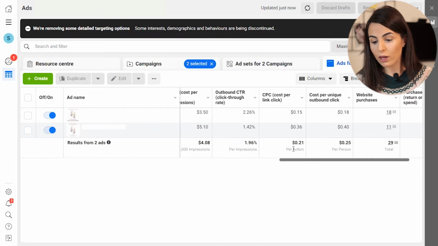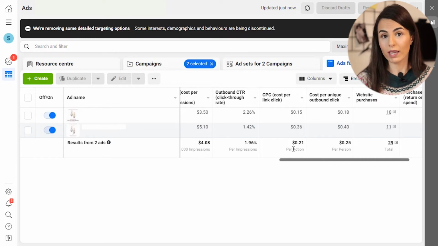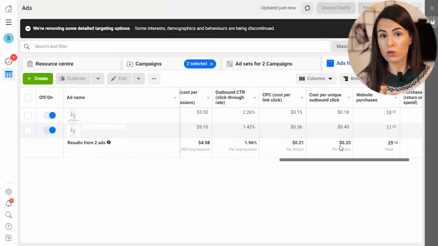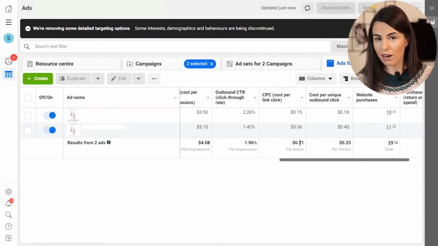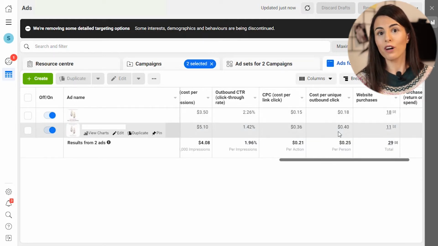After that I have the cost per link click, and it's somehow similar to the cost per unique outbound click because it only takes into consideration the clicks that happened on the link, but I prefer to take the outbound click because I make sure that the click led to the store, not only to someone clicking on the link. Okay, as you can see they are very close, but this one is a little bit more expensive because it's more refined. It's for people who actually clicked and then moved to the store.